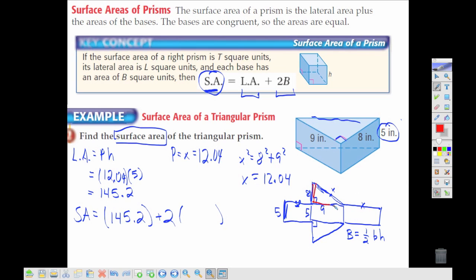So using this 8 and this 9, the area of our base will be 1/2 of 8 times 9, or 36. And so I'll plug that in to my formula. We have all the pieces we need to find the surface area. If we add that together, that comes to 217.2. Make sure you include units of inches squared.